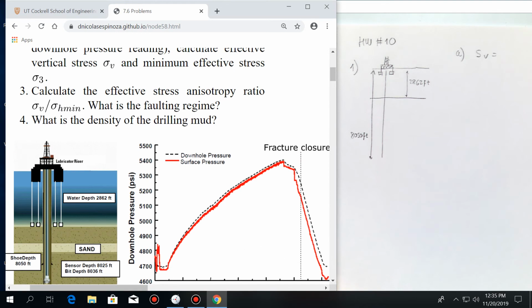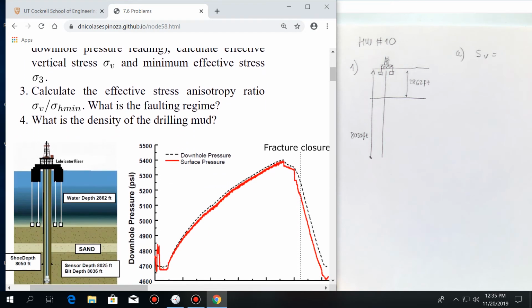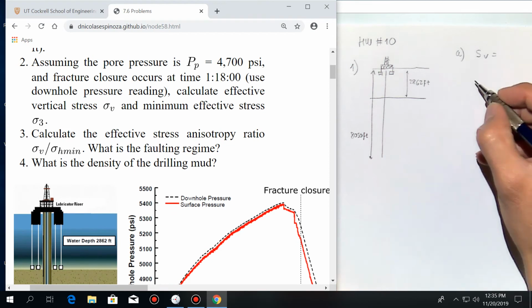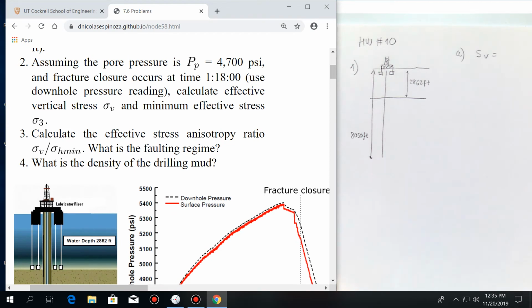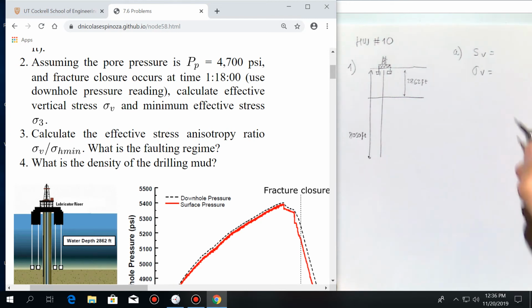Also, in this case, we know that, let me see. Okay, I'm telling you what the pore pressure is. So if you know the pore pressure and you know the total stress, you can calculate also what is going to be the vertical effective stress.